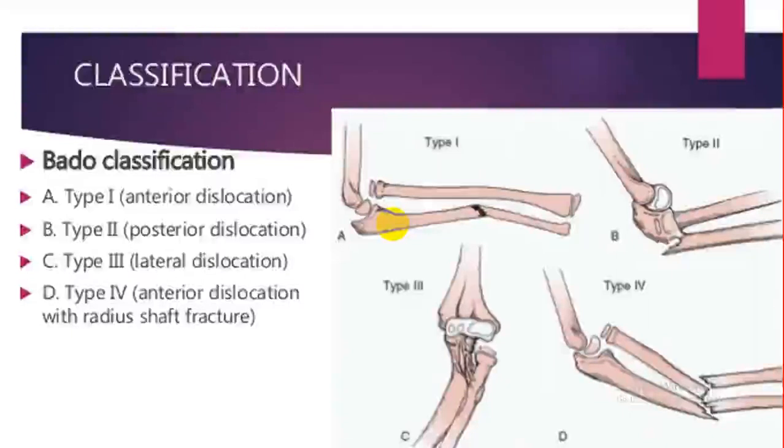The 4 Bado types: type 1, anterior dislocation of the radial head with fracture of the ulna; type 2, posterior dislocation of the head with fracture of the ulna; type 3, lateral dislocation; and type 4, like type 1, with fracture of the radius.